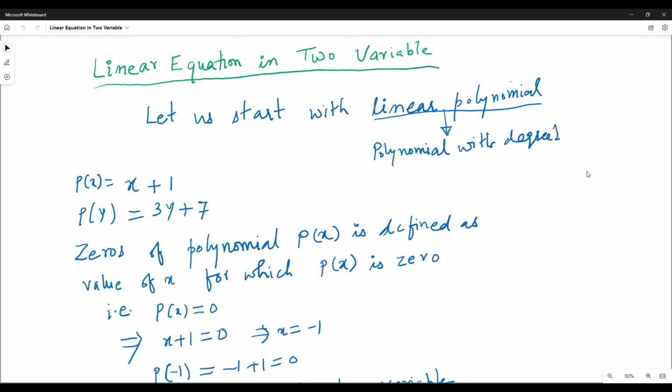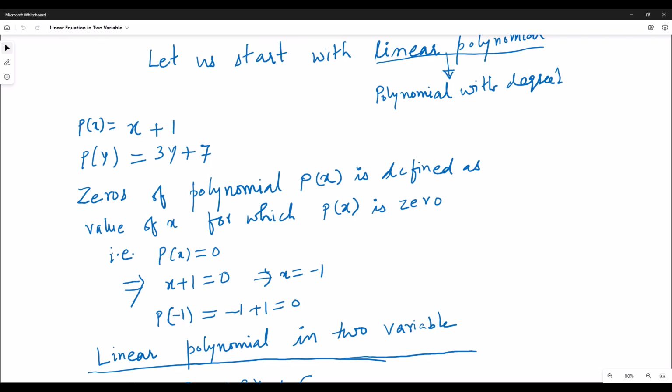Zero of a polynomial p(x) is defined as value of x for which p(x) is 0. So for x equals minus 1, p(x) is 0. So p(minus 1) is 0, right? So the zero of this polynomial is minus 1.